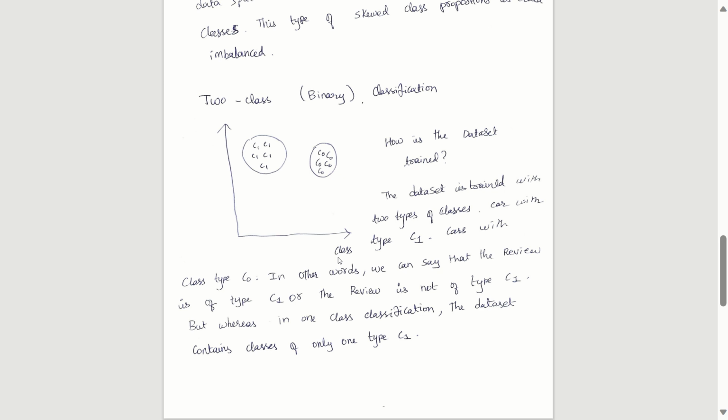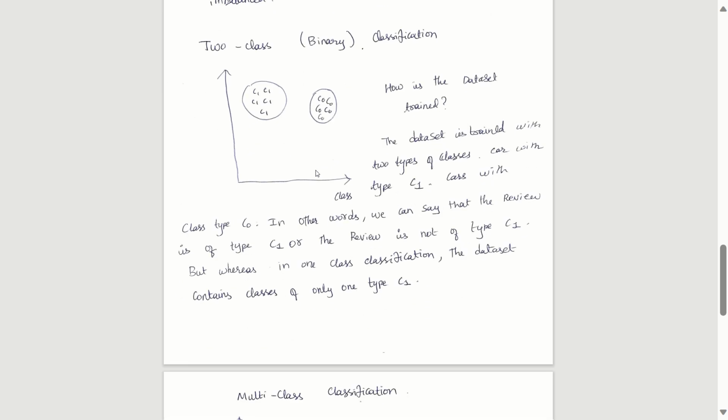Therefore, this is two-class classification, and it is different from one-class classification due to the fact that the second circle here, C0, is not formed in the one-class classification.